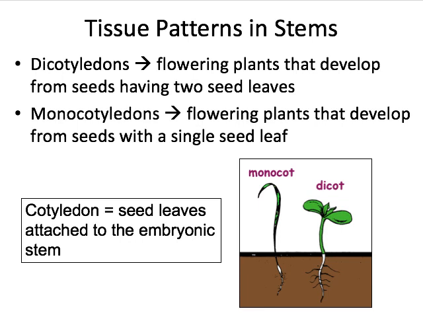Next up, let's start comparing and contrasting the differences between different plant groups as this applies to their stems. First, a quick review. Dicots are flowering plants that develop from seeds having 2 seed leaves, and monocots are flowering plants that develop from seeds with a single seed leaf. And these seed leaves are what we call the cotyledons.